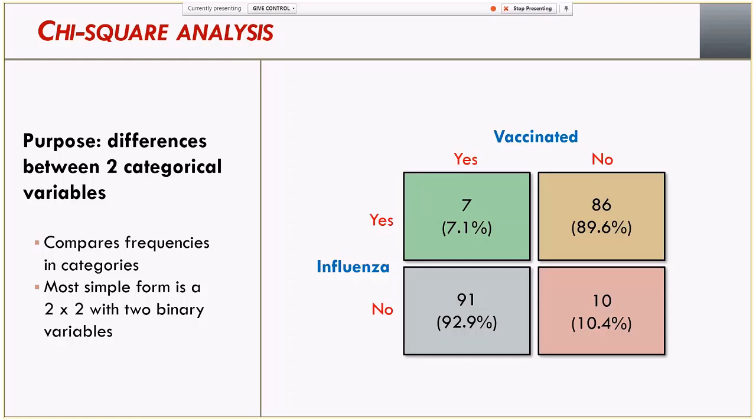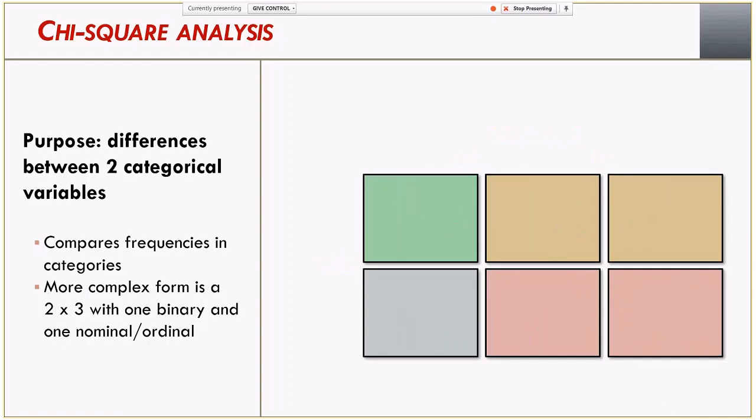So chi-square analysis can also be extended to other forms. So a more complex form is a 2x3 chi-square analysis. And so this example has one binary variable, so one kind of yes-no type variable, and one nominal, and you can also use it with another nominal or ordinal variable, and they can get really complex. Like you can have a 4x5 chi-square analysis. I believe one of my colleagues in the department was working on a project that had like a 3x20 or something like that. So they can get really, really big.